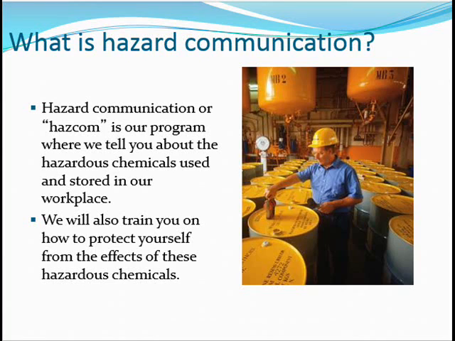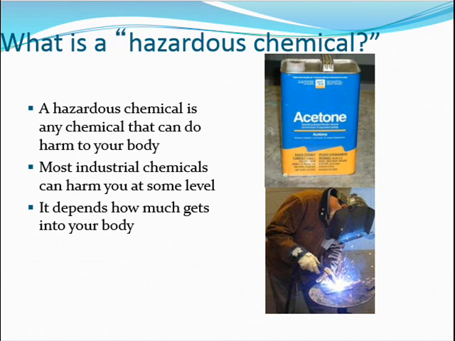What is a hazardous chemical? A hazardous chemical is any chemical that can do harm to your body. Most industrial chemicals can harm you at some level. It just depends on how much you get into your body. Some chemicals are more toxic than others. Just a little bit of some chemicals entering your body can harm you. Others are much less toxic, and it would take larger amounts to do any harm. The training will show you that exposure to chemicals can come from many different sources.